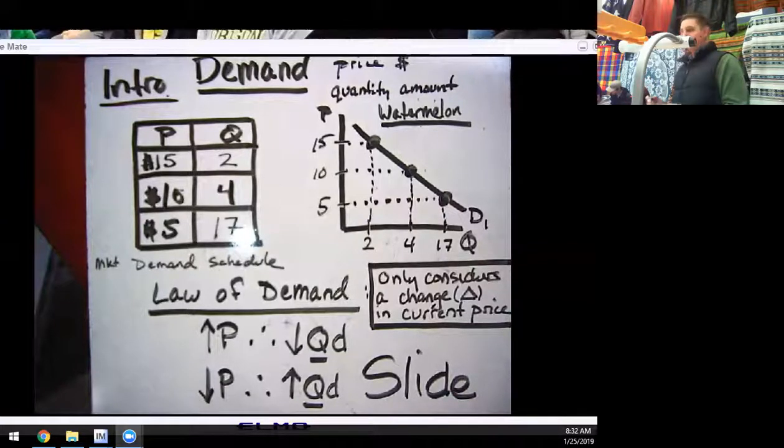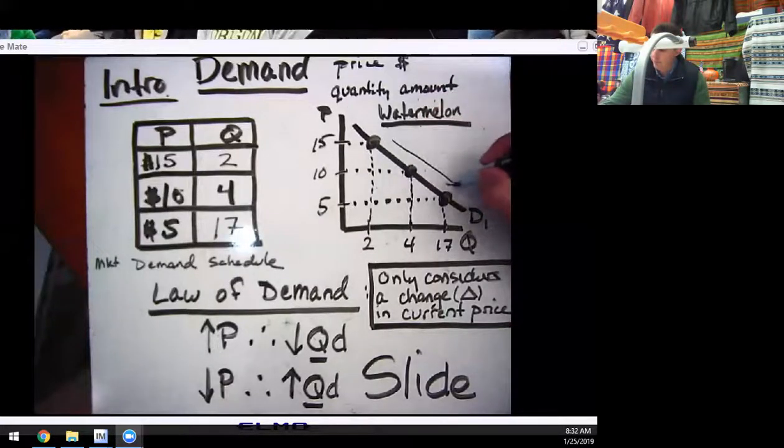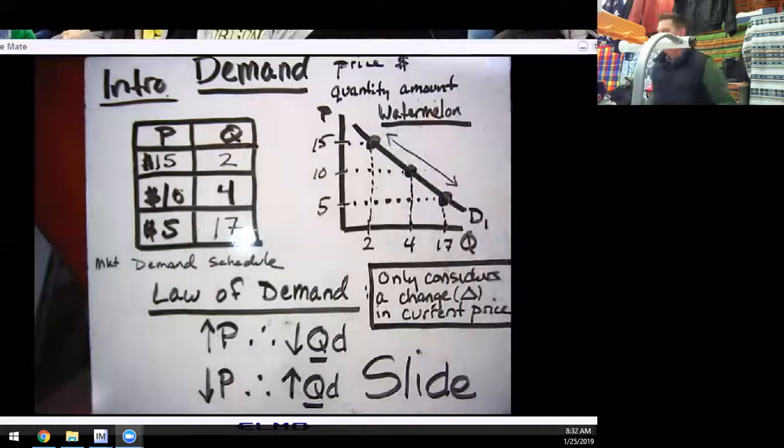The only thing that can cause a slide along the demand curve is a change in current price. That's it. So what does a change in current price do? Cause a slide. What's a slide caused by? Change in current price. You with me? So all we're saying is we're just sliding along the curve from one point to the other.